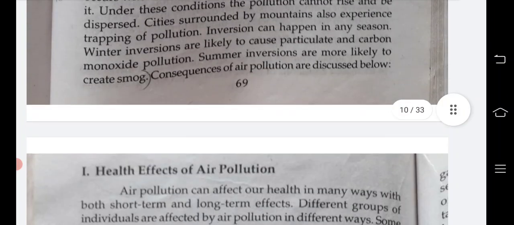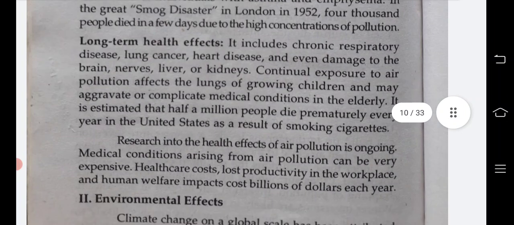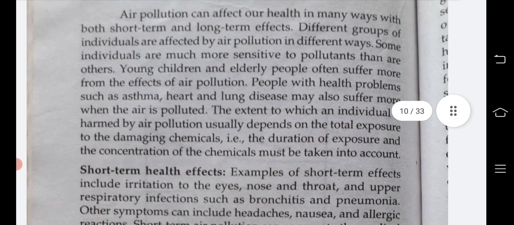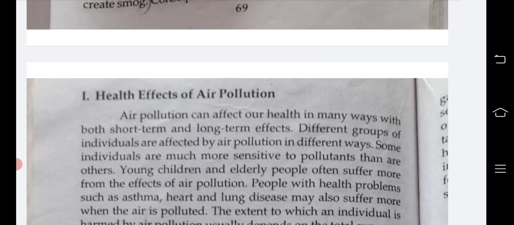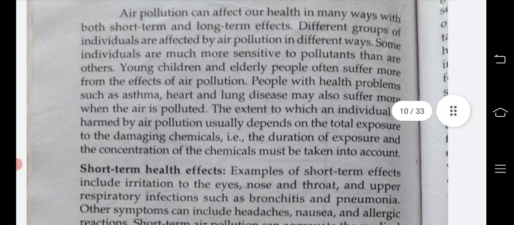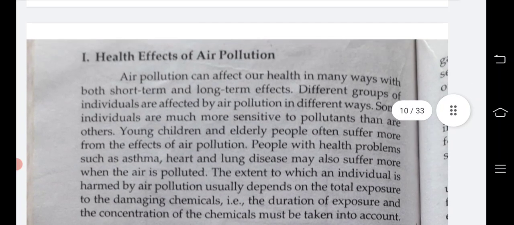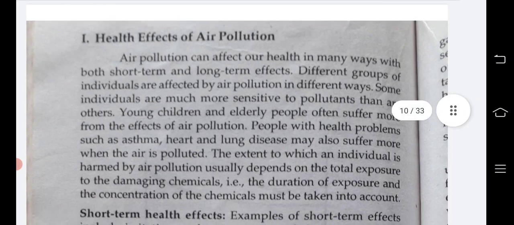Consequences of air pollution are discussed below. We are discussing the consequences of air pollution. First of all, health effects. Your health is damaged because of air pollution. Air pollution can affect your health in many ways with both short-term and long-term effects. Of course, as you know, health-wise, what are the different effects that we have? Some individuals are more sensitive to pollutants.